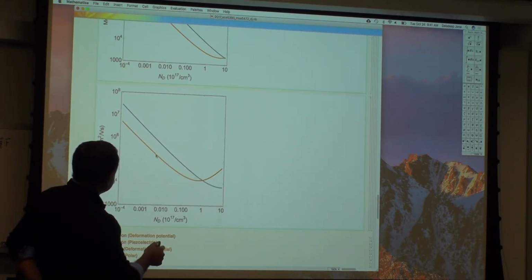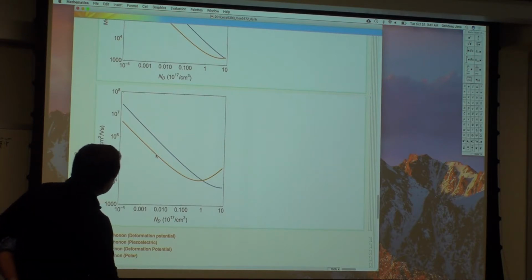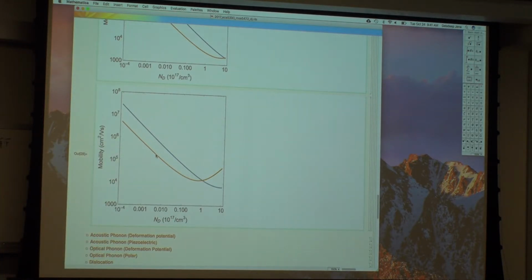And if you are at lower temperature, it will be somewhere around here. These are the orders of magnitude, and this is 1 over impurity density. There's a little change here because screening kicks in and all kinds of other things happen at high doping densities, but at relatively low doping densities, it's a very good approximation and it works well.